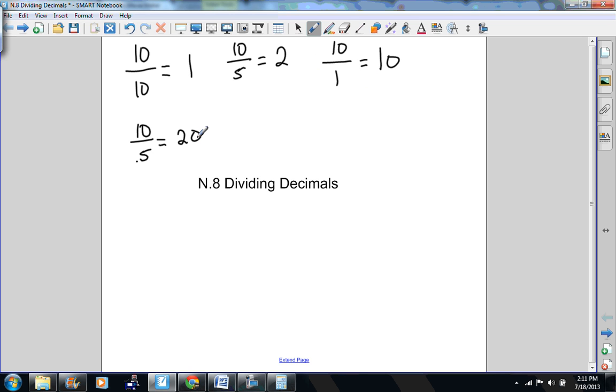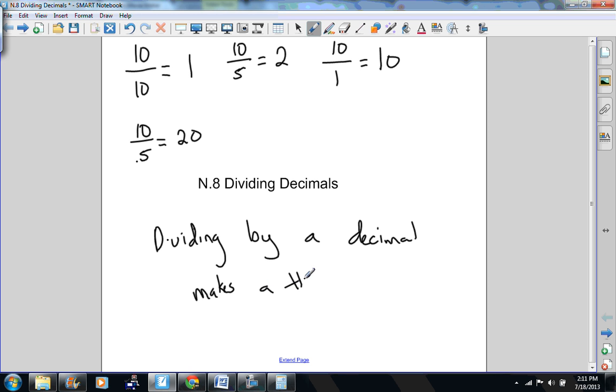So the one thing that I want you to remember is dividing by a decimal makes a number bigger. And that's important. You should always think that if you're dividing by a decimal, something less than 1, it will make your number bigger.